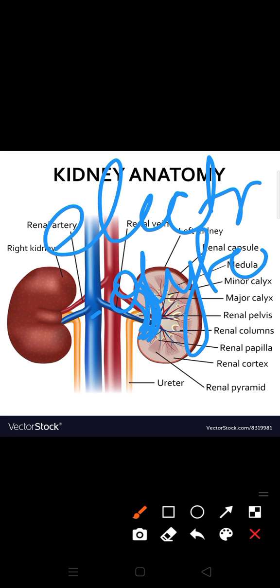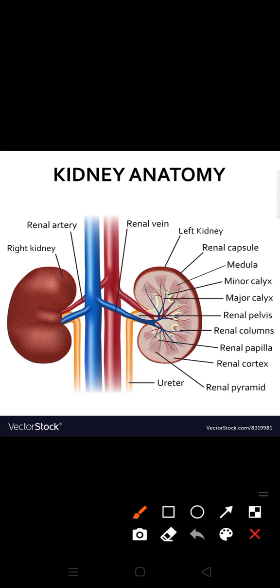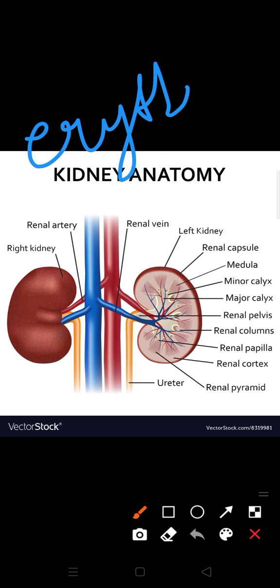It also serves as a natural filter. It is a natural filtering device. At the beginning of the chapter I told you that kidneys work as a filtering device. It also produces hormones; a very important hormone produced by kidneys is known as erythropoietin.